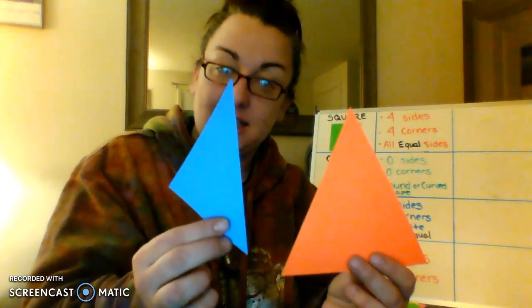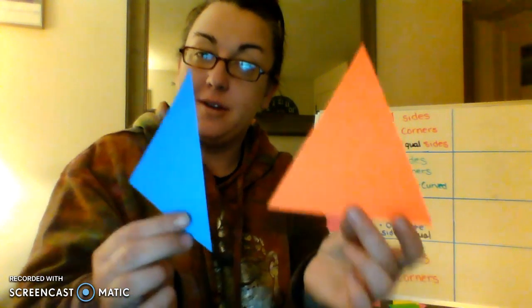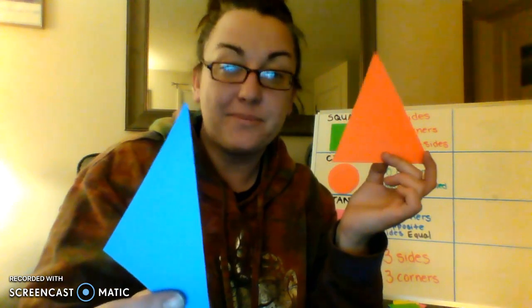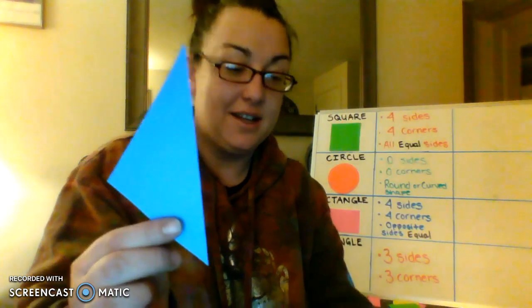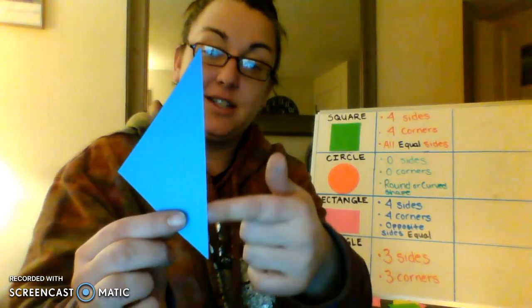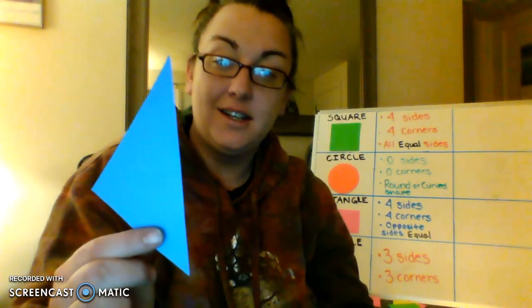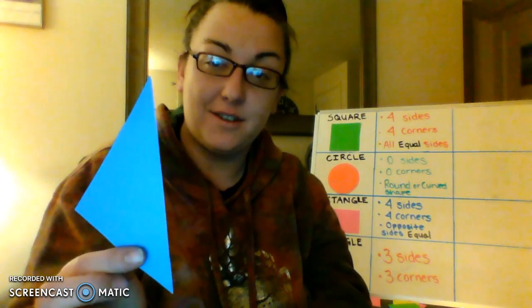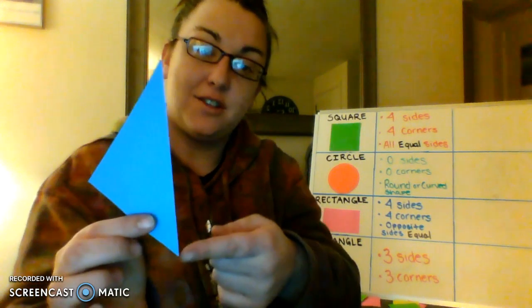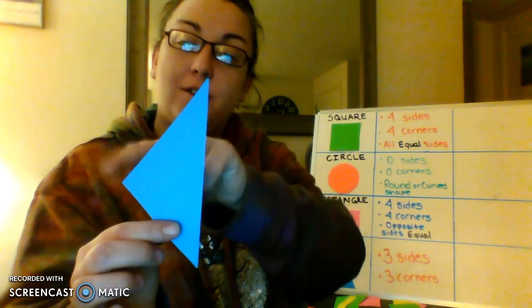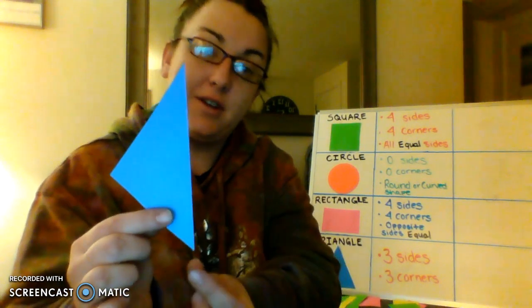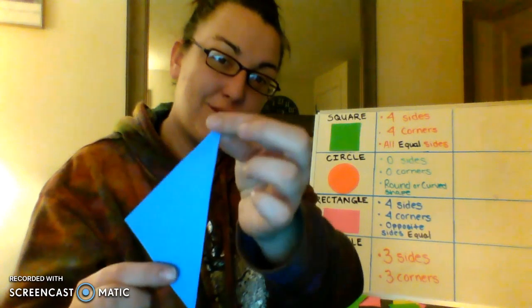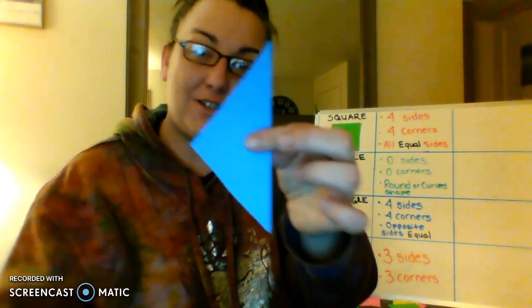Now let's look at a triangle like this. All these sides do look the same, but do these ones look the same? They do not. We can tell this one is longer than the rest. A triangle can have sides that are the same, but it does not have to. So as long as it has 3 sides, 1, 2, 3, and 3 corners, 1, 2, 3, it's still a triangle.